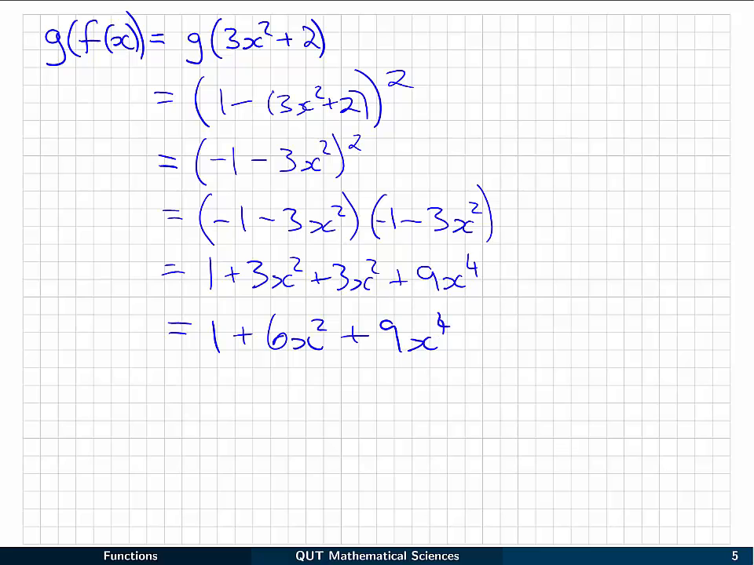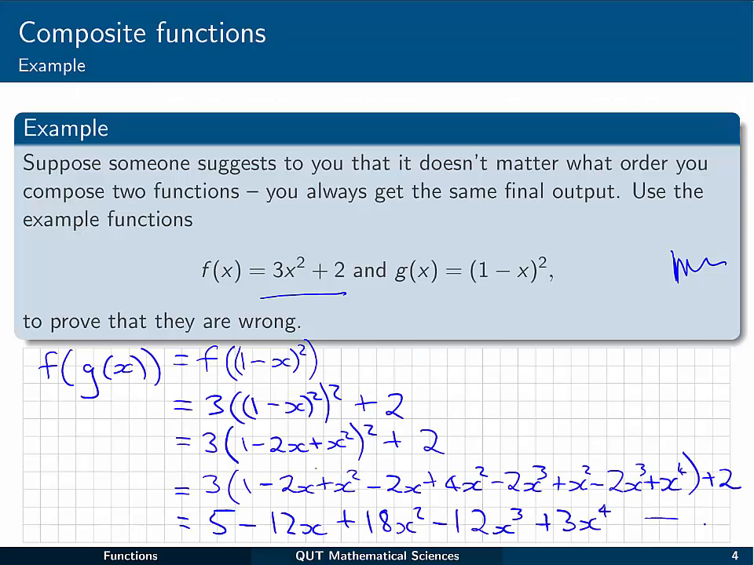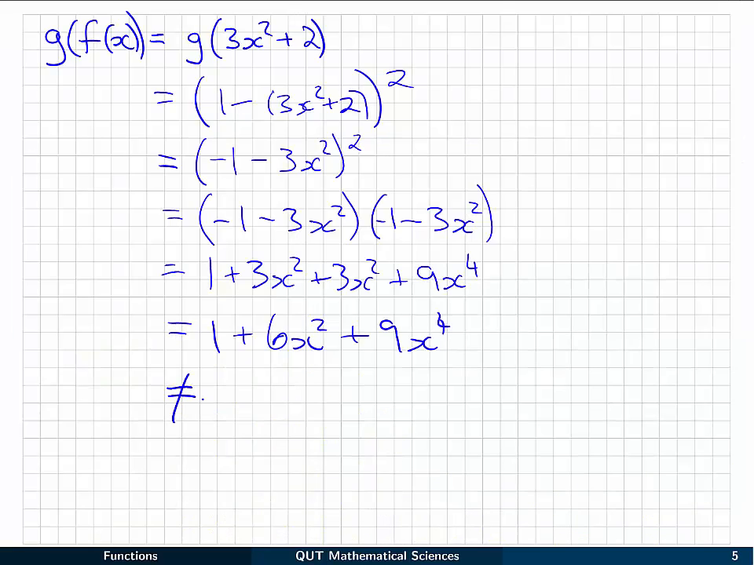Now clearly that is not the same thing as what we have right there for f of g of x. So we can say that's not equal to f of g of x. And so we can say in general, g of f of x and f of g of x will not be equal to each other, because we can see that it's not true in this one case. So it can't be true generally.